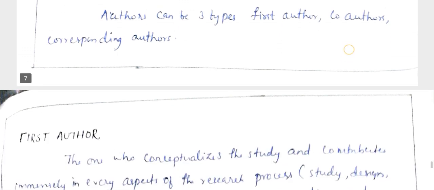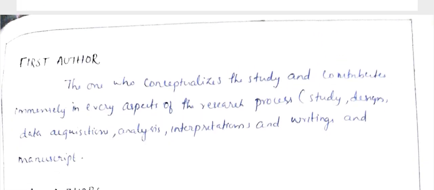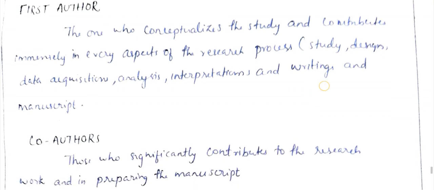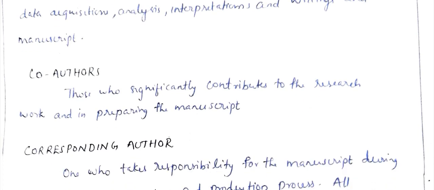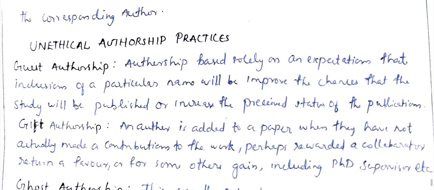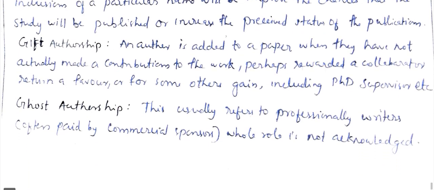Types of authors: there are different types. The first author is someone who conceptualizes the study and contributes to every aspect of the research process, study design, and so on. Then co-authors, those who significantly contribute to the research work and to the preparation of the manuscript. Then the correspondence author, one who takes responsibility for the manuscript and its submission. Then unethical authorship practices: grant authorship, gift authorship, ghost authorship.